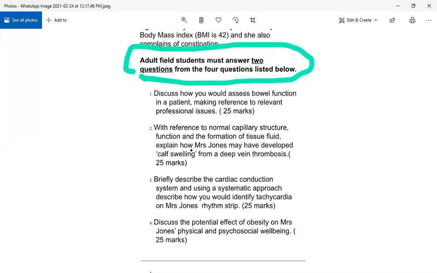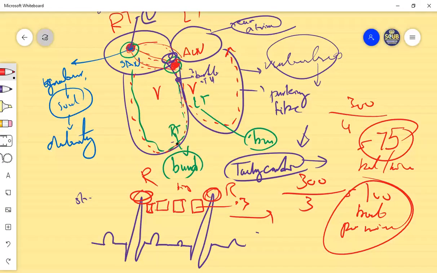But it doesn't say what you have to do. How would you identify tachycardia? Tachycardia is a heartbeat of more than 100, or more than 90 for usual. Both are correct. So when you use the strip, you will count the boxes, 300 over 3, so it's 100, so it is tachycardia. So this is the answer. You will count the boxes like that.